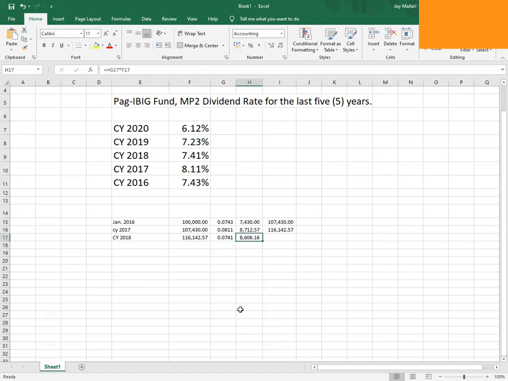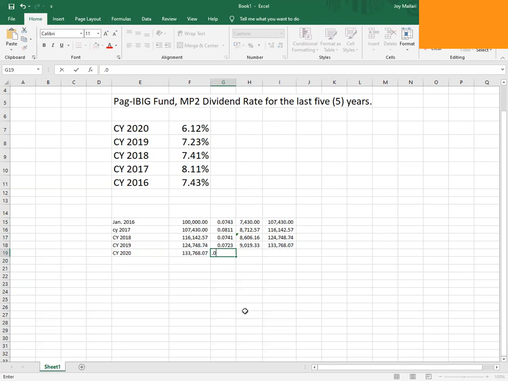You can actually shortcut this with a formula, but I just would like to illustrate this. The ending balance would be 116 plus dividend, 124. For calendar year 2019, your beginning balance would be the ending balance for the previous year. Dividend rate for 2019 is 0.0723. The dividend income for the fourth year is 9,019.33 and the ending balance is 133,768.07. For calendar year 2020, your beginning balance will be the ending balance there.